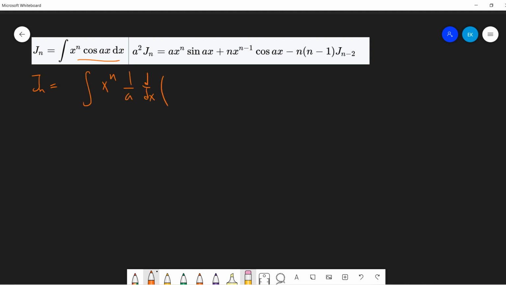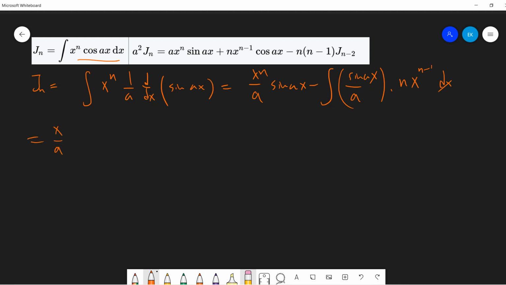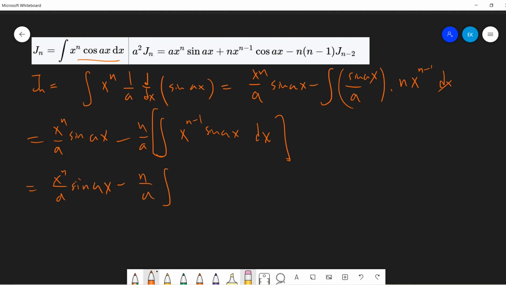Okay, so we just write it as this, right? And use our lovely integration by parts. Okay, and so we do the integration by parts. Hopefully this is correct. And so we can write it as this. Okay, and we do the second integration by parts.